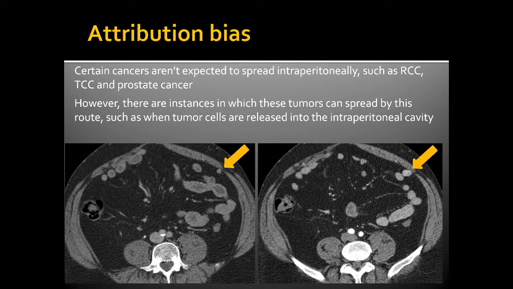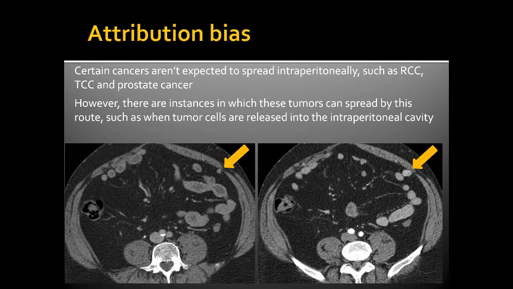Certain cancers aren't expected to spread intraperitoneally, such as renal cell carcinoma, transitional cell carcinoma, and prostate cancer. However, there are instances in which these tumors can spread by this route, such as when tumor cells are spilled during surgery, or the cancer metastasizes to an intra-abdominal organ and then spreads intraperitoneally. This makes it even more difficult to identify peritoneal disease because we're not looking for it. This is a form of attribution bias.